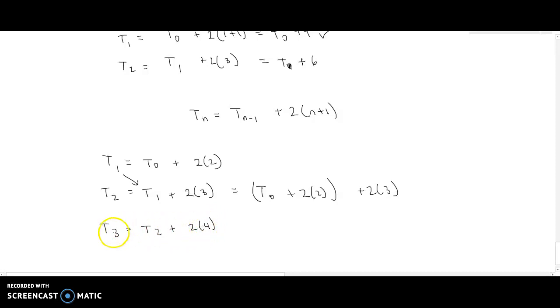That's n plus 1 right there, 3 plus 1. And so now I'll make the substitution for T2. So that's going to be equal to T naught plus 2 times 2 plus 2 times 3, and then we're going to have plus 2 times 4.